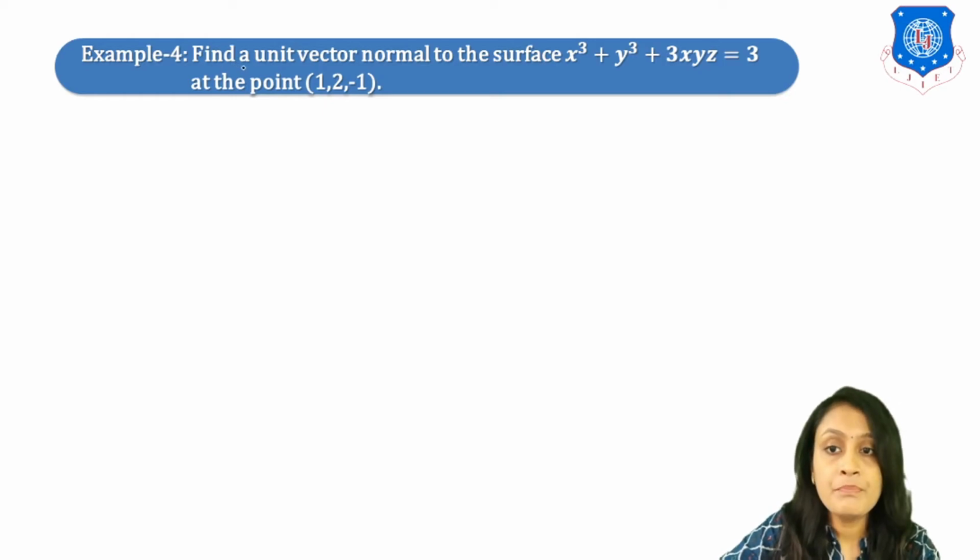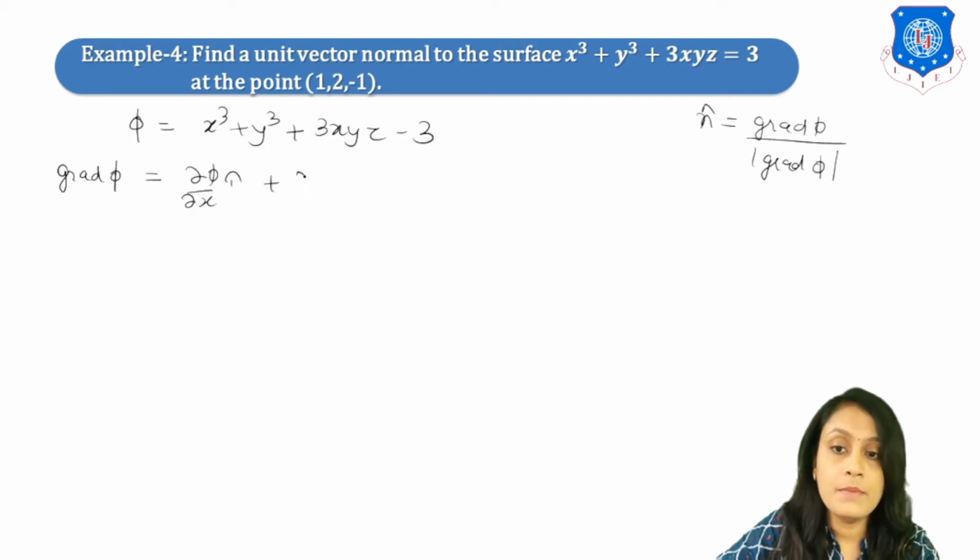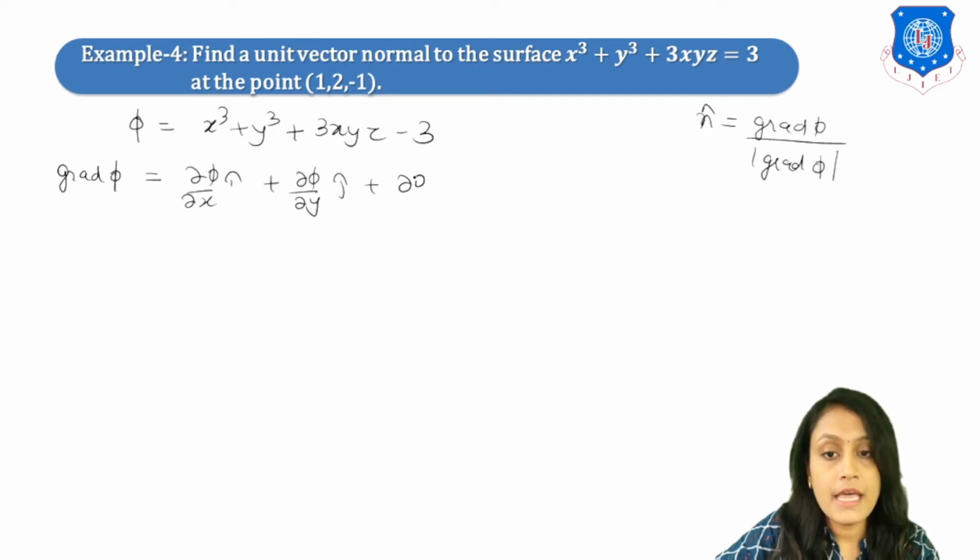Now we'll solve one more example. The question is, find a unit vector normal to the surface this, at the point (1, 2, -1). Whenever we have to find a unit vector normal to the surface, it is given by the formula n cap, this is n, n cap is equal to the gradient of phi upon its magnitude. So this is the formula to find the unit vector normal. Now here phi is given, that is x cube plus y cube plus 3xyz minus 3. We can bring this 3 over here. Now first we will find grad phi. So what is the formula? Del phi by del x i plus del phi by del y j plus del phi by del z k. It is important to write the formula every time.